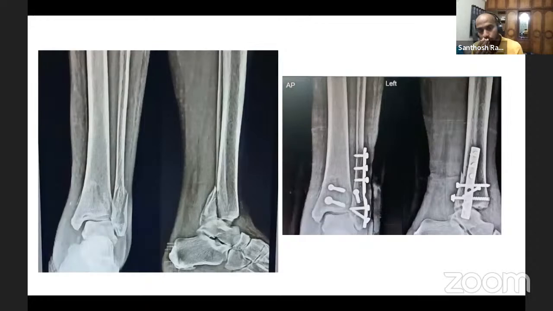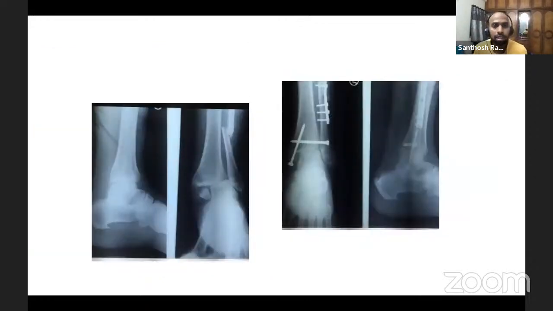So this is a case which I've already shown. And this is another case. It's a pronation injury where there was a transverse fracture of the medial malleolus and a suprasyndesmotic fracture of the fibula. That fibular fracture, I fixed it with a plate. The medial malleolus, I fixed it with a screw.